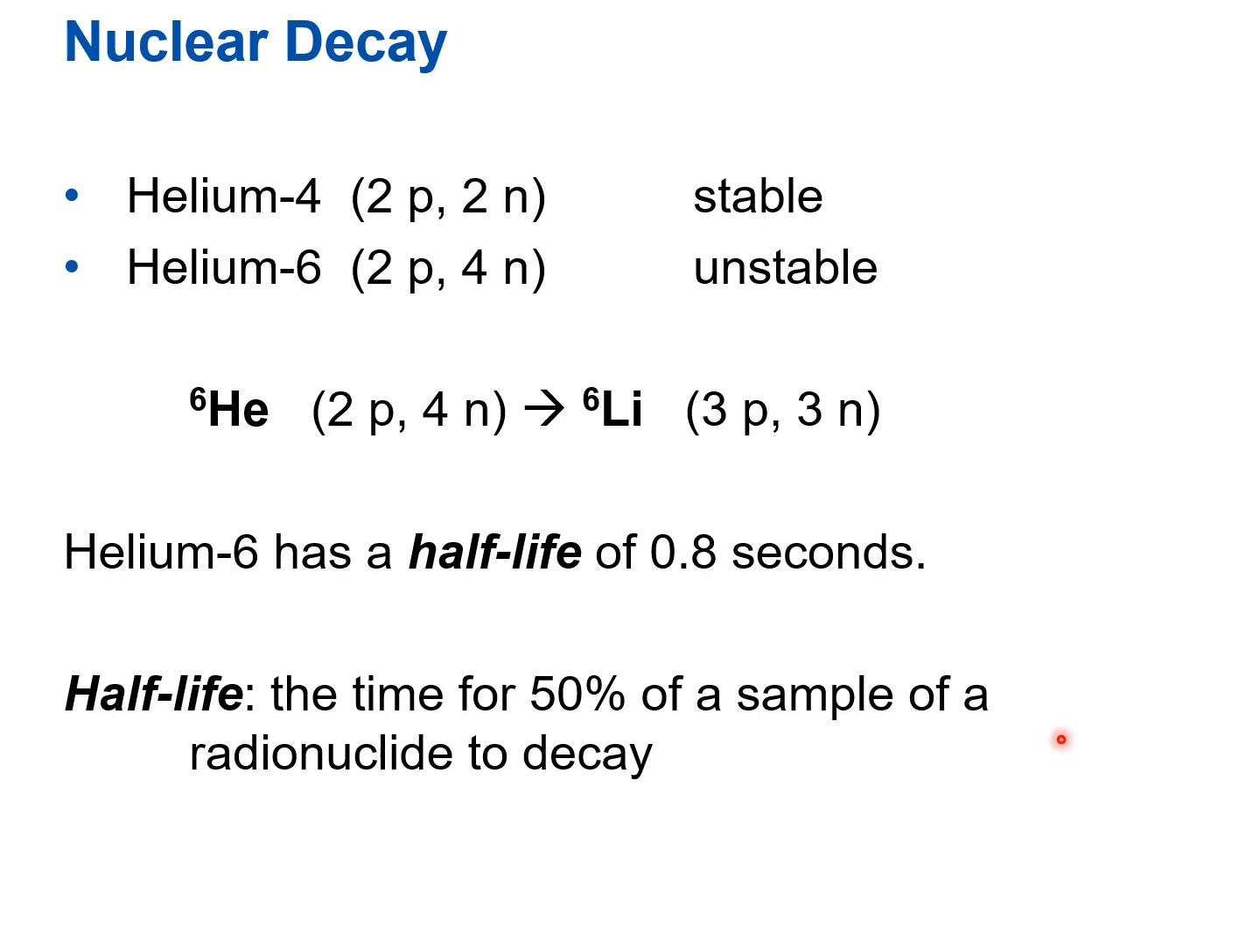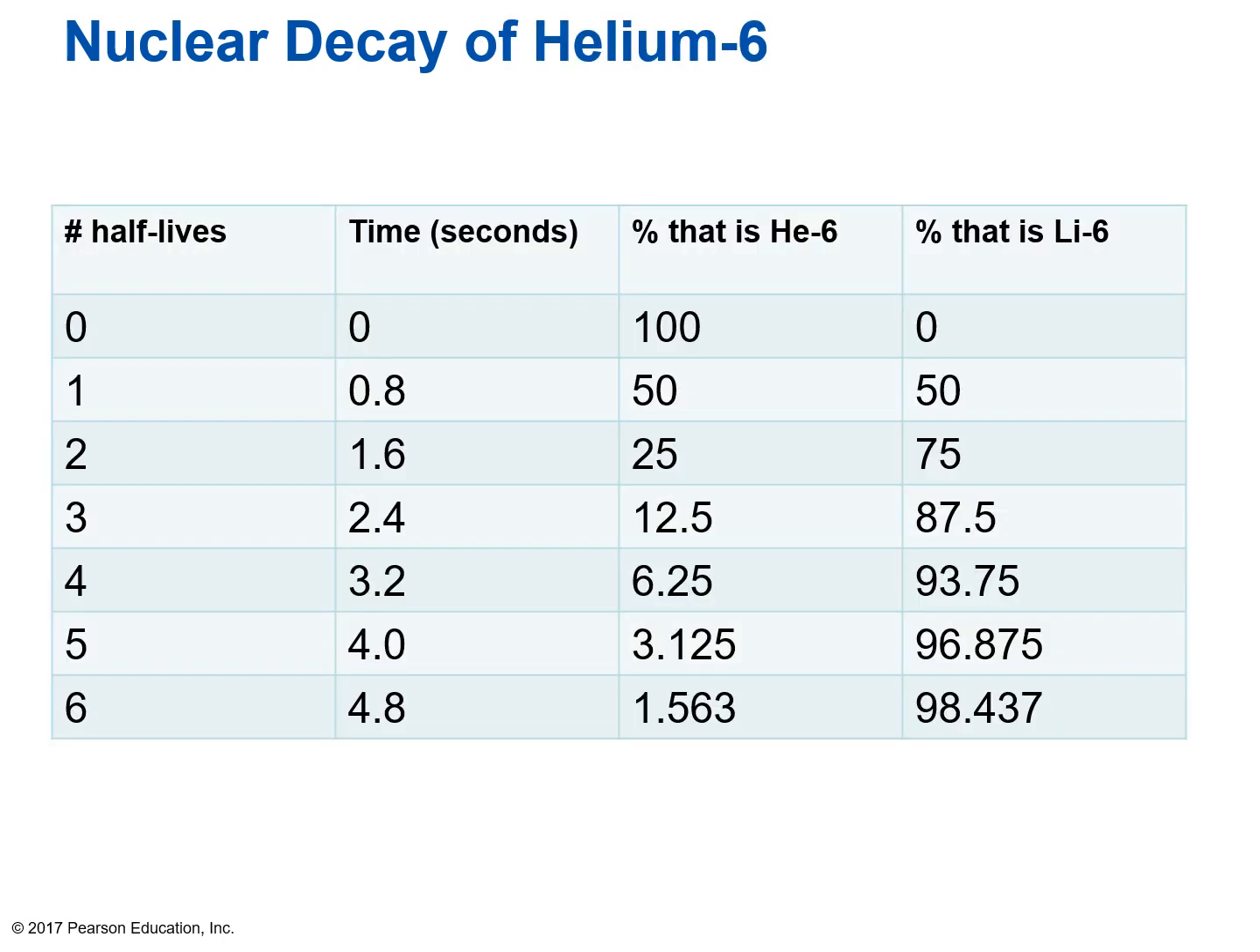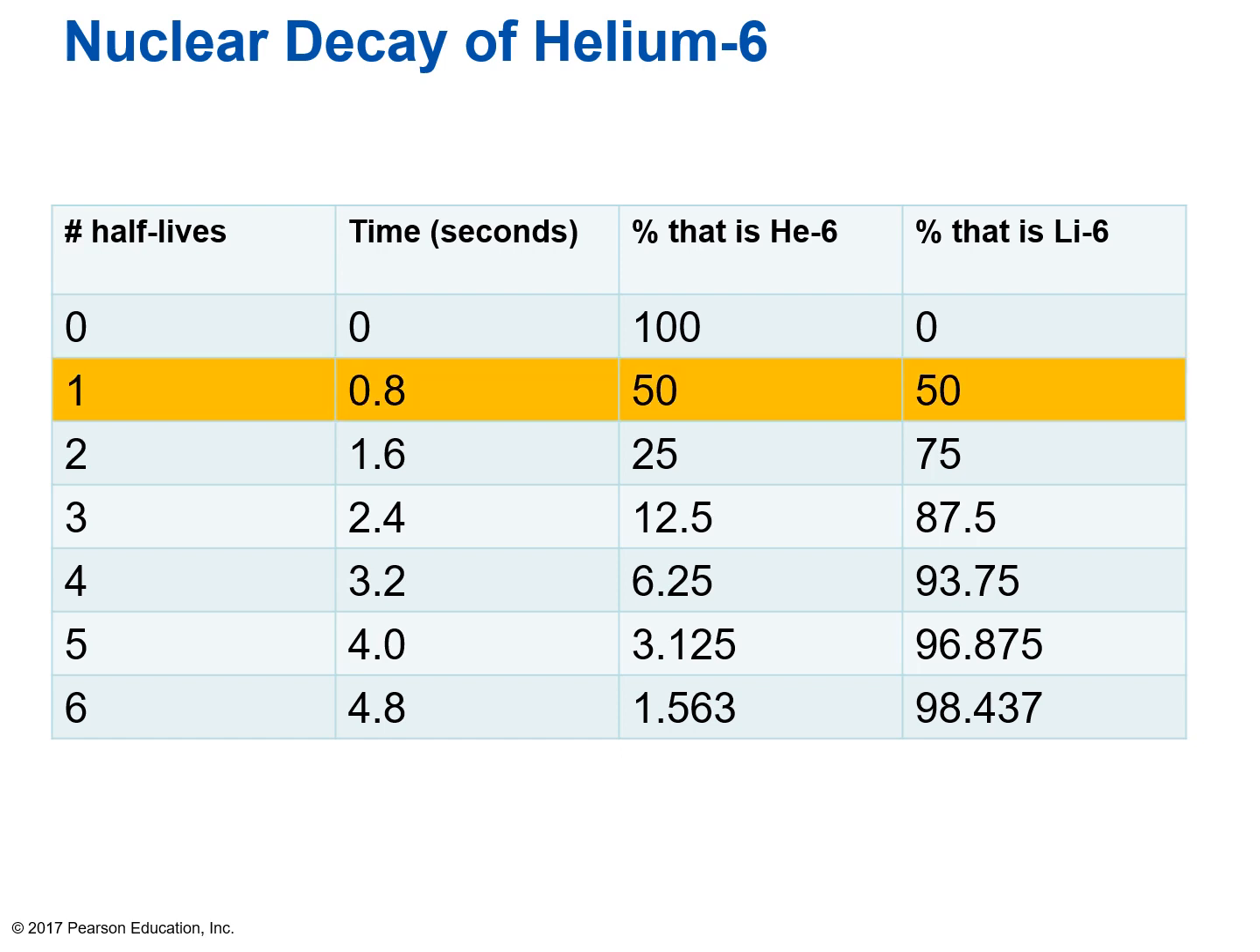And every radioisotope has a different half-life. But let's think about helium-6 right here. You can see in this chart, look at the top row. After 0 half-lives, which means 0 seconds have gone by, we have 100% that is helium-6 and 0% that is lithium-6 because it hasn't converted yet. Now look at the orange row here. 1 half-life goes by, and that's a time of 0.8 seconds. Now 50% of it is helium-6 and 50% is lithium-6.